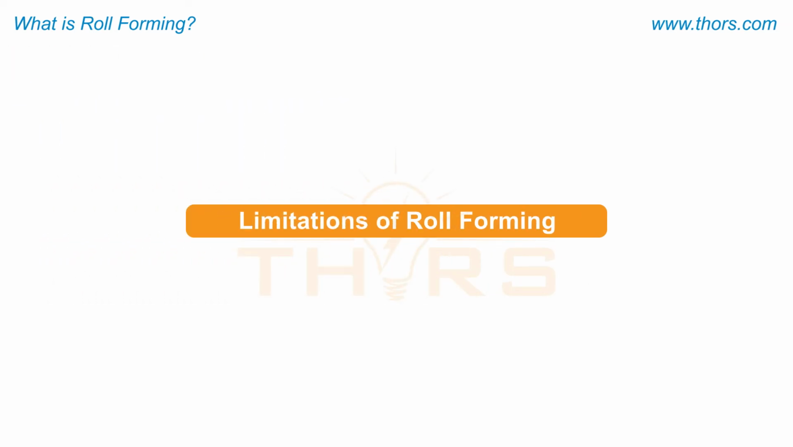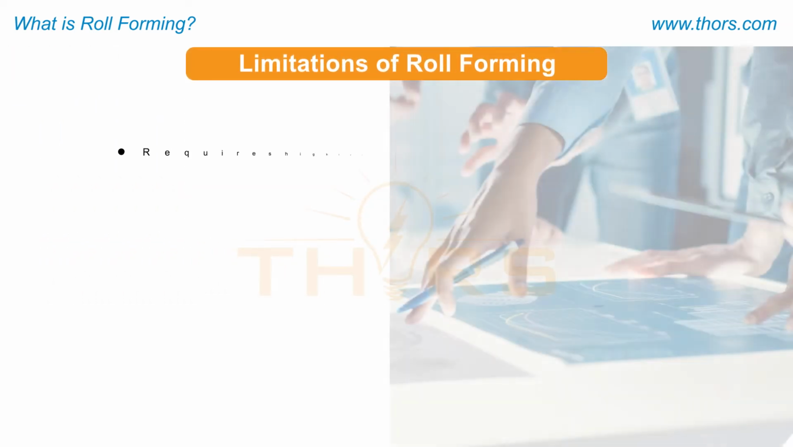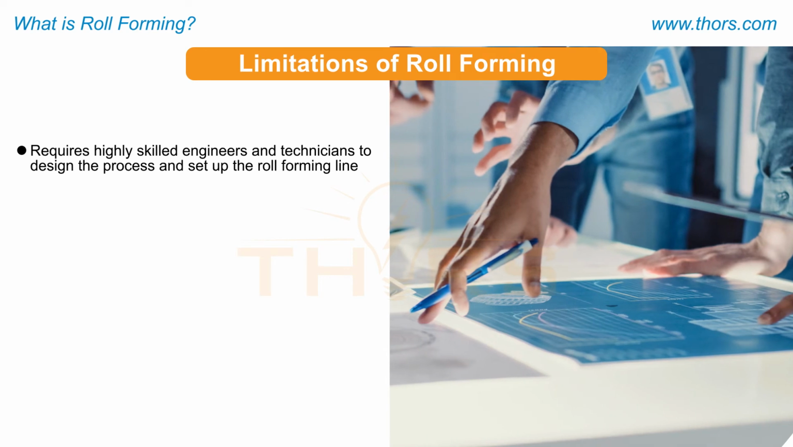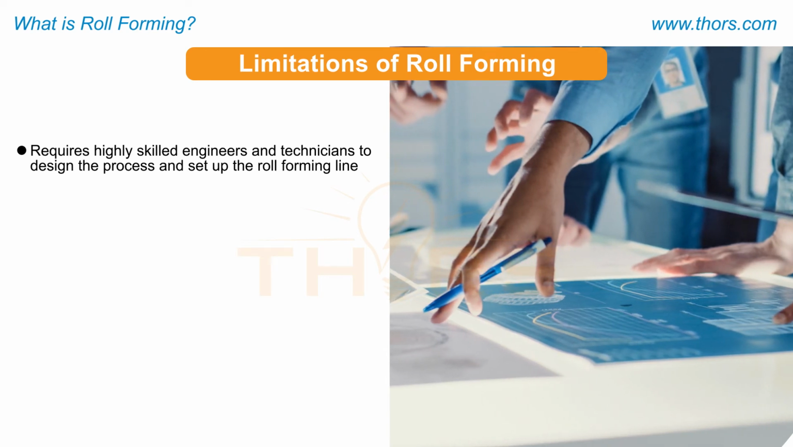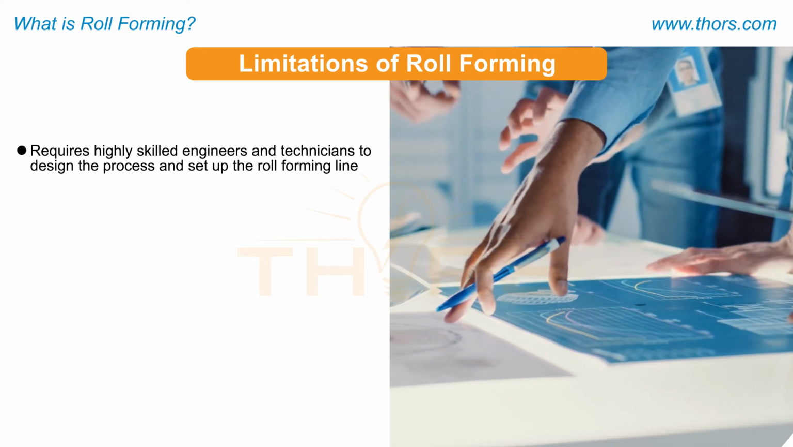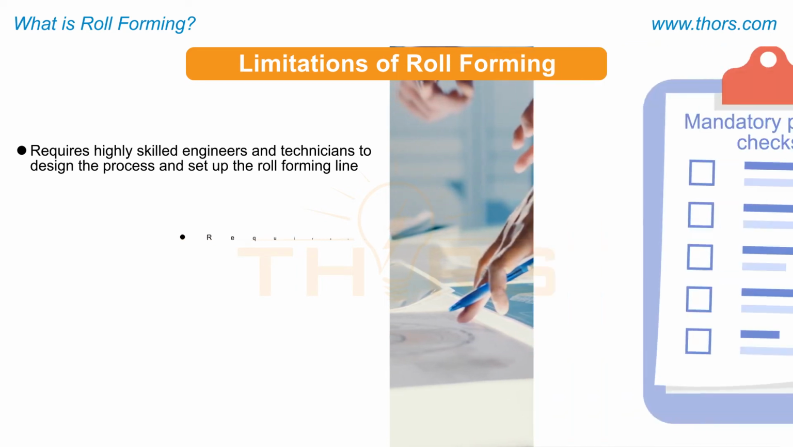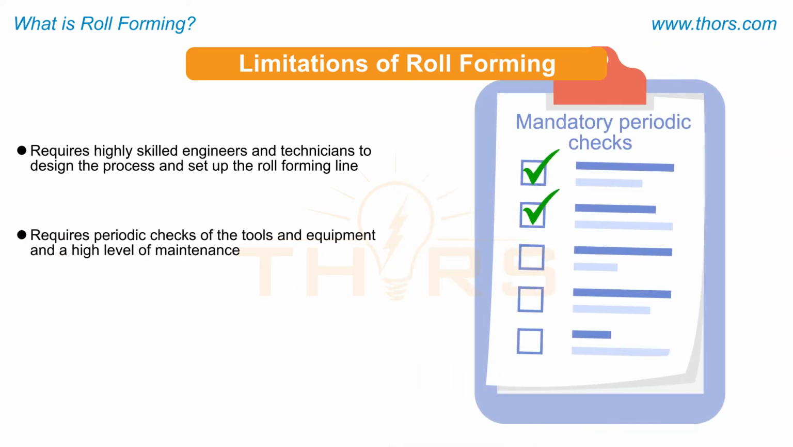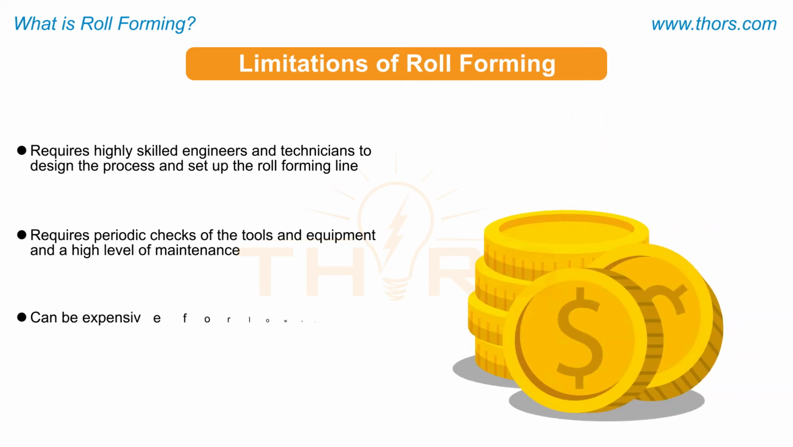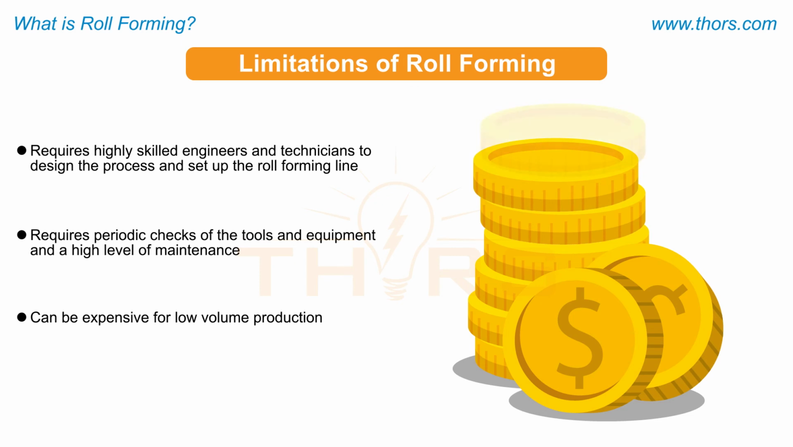Some of the limitations of roll forming include the following: requires highly skilled engineers and technicians to design the process and set up the roll forming line. Requires periodic checks of the tools and equipment and a high level of maintenance. And can be expensive for low volume production.